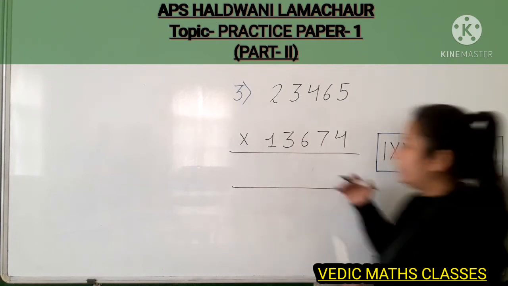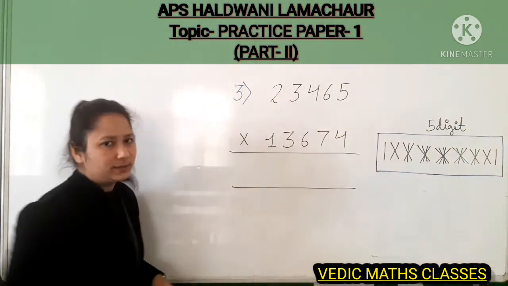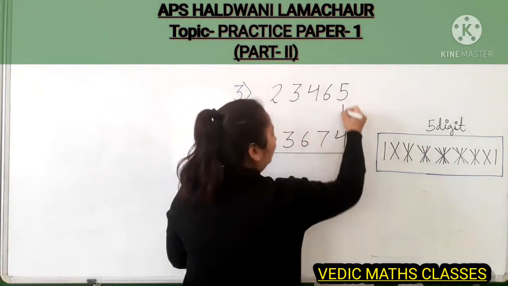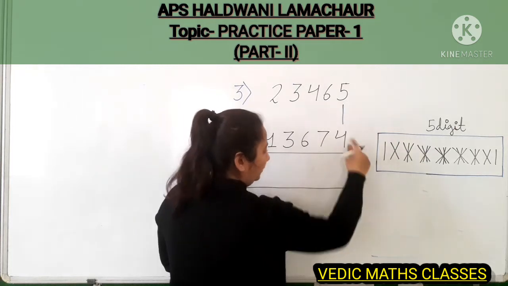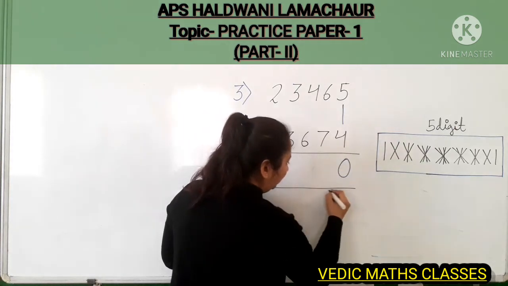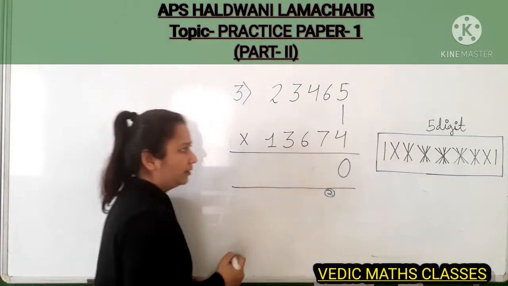So let's apply this pattern in our sum. Now, first of all, 1. 5 4s are 20, 0 here, 2 will go carry. Now this.